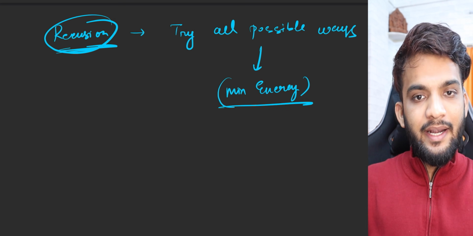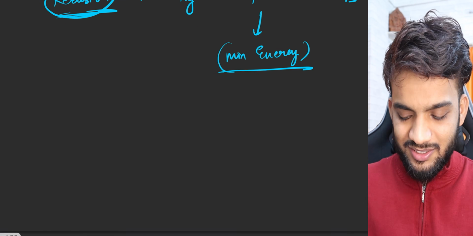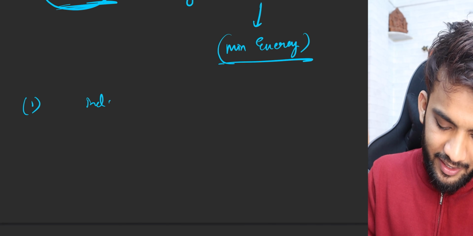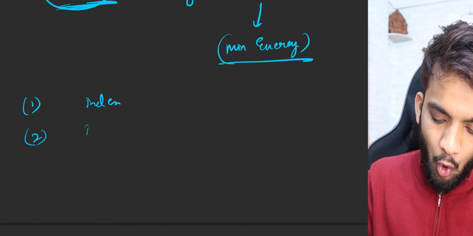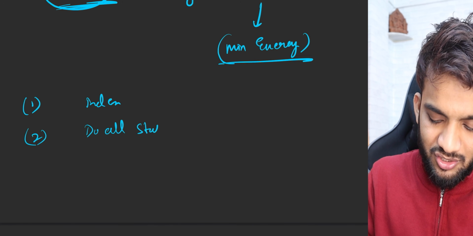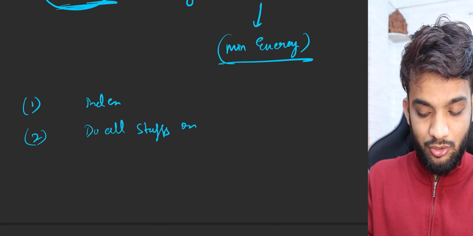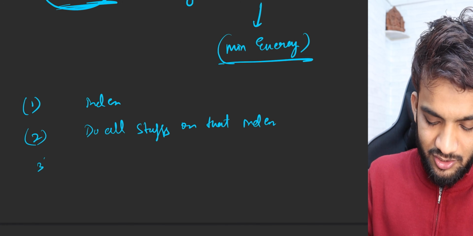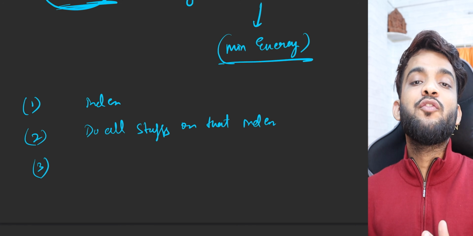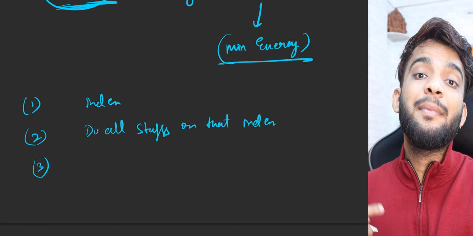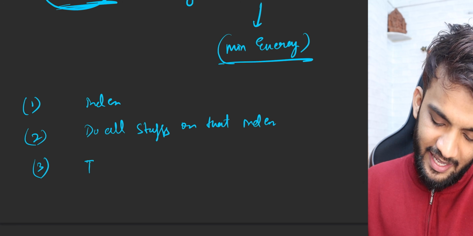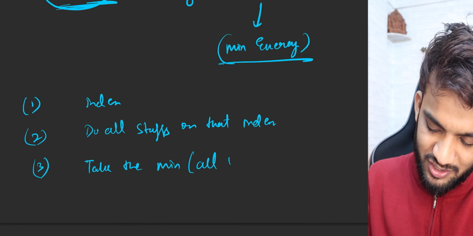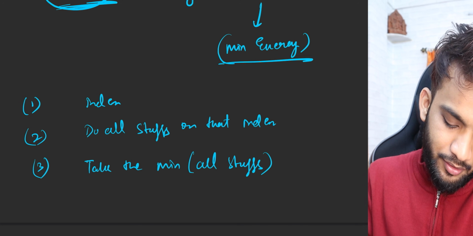Correct? And do you remember the previous lecture? What was step number 1? Express the problem in terms of index. Step 2, do all stuffs on that index. Remember this. To write recursion, do all stuffs on that index. Step 3. Over here they're asking you to find the minimum energy that you took. So take the minimal of all stuffs. This is how you write recursion.